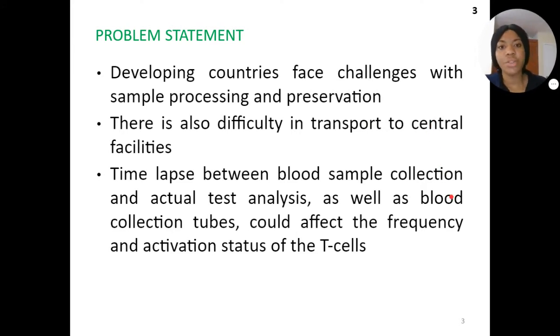So developing countries face challenges with sample processing and preservation. There's also difficulty in transport to central facilities. Some countries, especially in Africa, have samples that have to be transported from the site of collection to probably the cities which have the central facilities for processing.